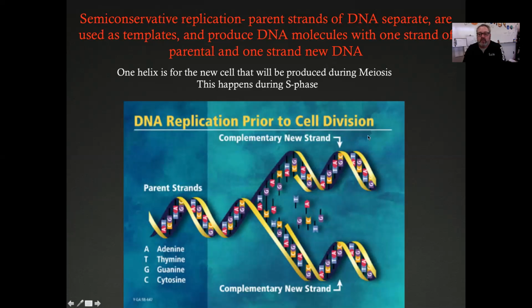Okay, so one strand, it's semi-conservative. As those strands separate, the parent strand remains behind and gets used as a template, and the new strand then is taken elsewhere.